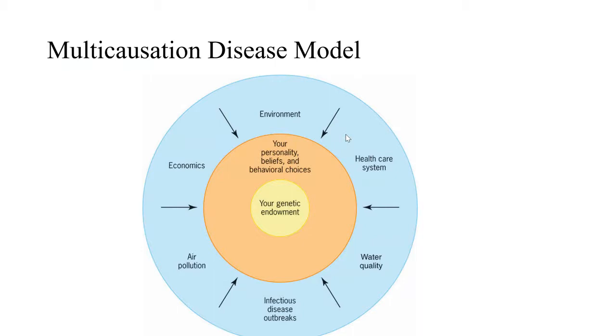And then we look at the furthest circle, and these are things that are around us, right? So our environment. What is the healthcare system that we are living in? What kind of access do you have to healthcare? The water quality. What kind of infectious disease outbreaks are in our immediate area? Air pollution, economics. Generally, right, the more money someone has, the healthier they tend to be, because they have access to more quality healthcare systems.